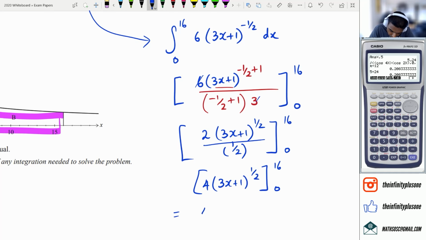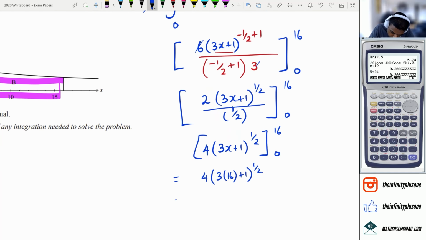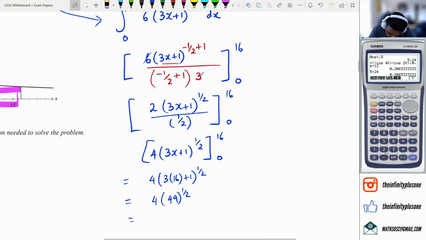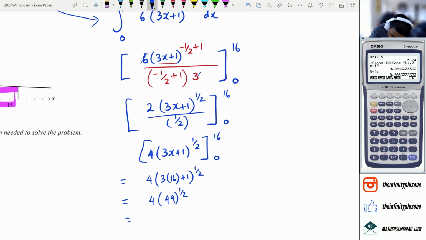So when I do this, I'm going to get 4 times 3 times 16 plus 1 to the power of half. Now that's equal to 4 times 49 to the power of half, which equals 7. And 7 times 4 is, no, have I made a mistake here? Yes, I've made a mistake because I forgot about the zero. Yeah, no, that's all right. So I've got to do the zero as well, guys.